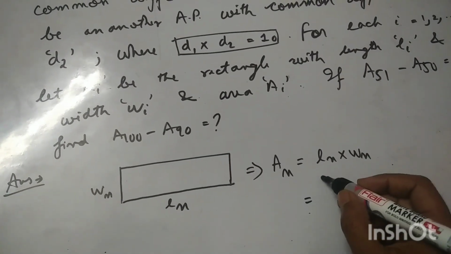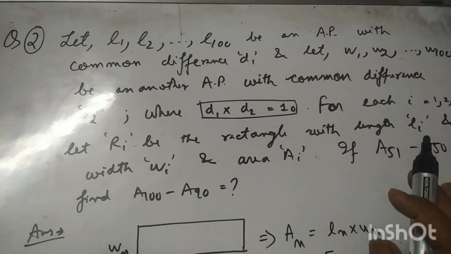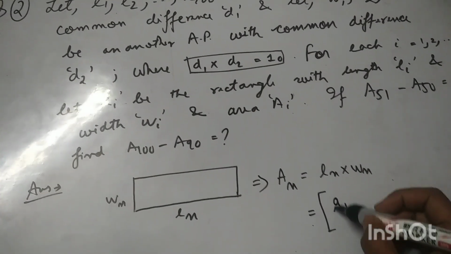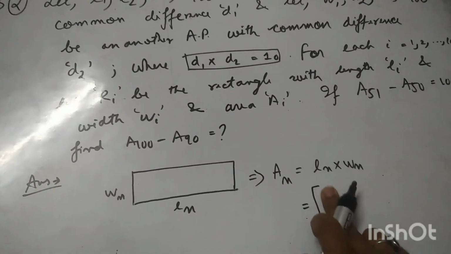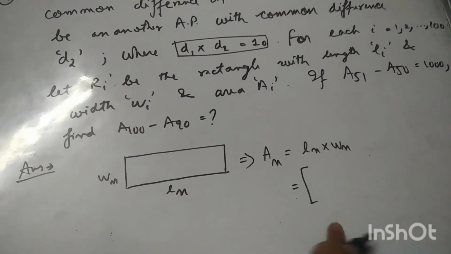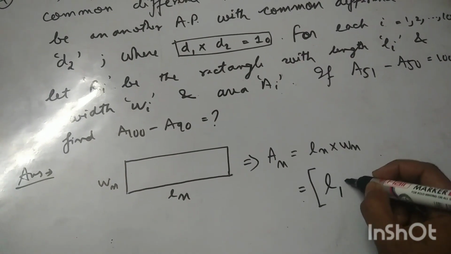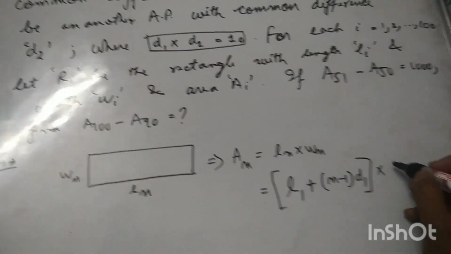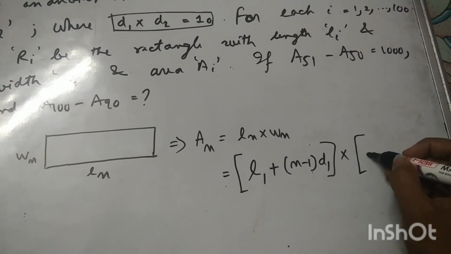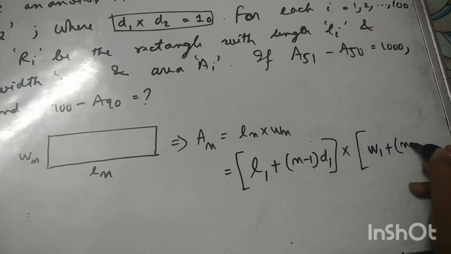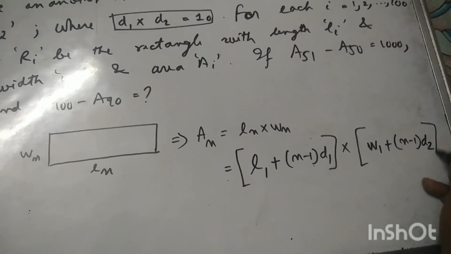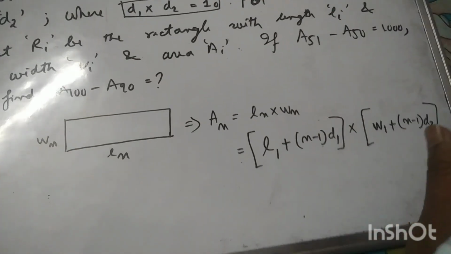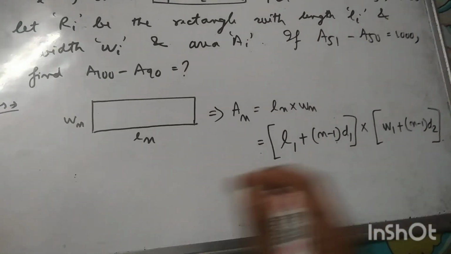So Ln is nothing but the formula of the nth term of the AP. So it is nothing but L1, okay, let me write it again. So it is L1 plus n minus 1 into D1, right? Into W1 plus n minus 1 into D2. Since the number of terms is the same in both the APs, I'm considering n minus 1 and n minus 1.